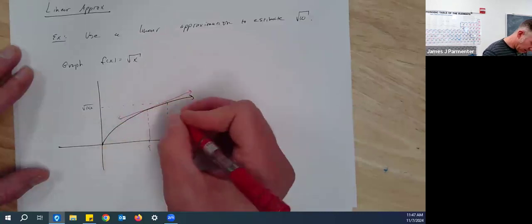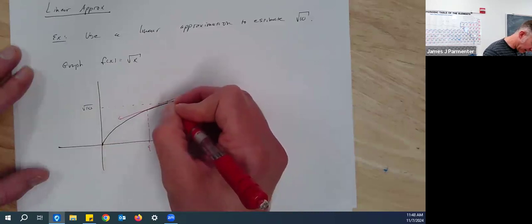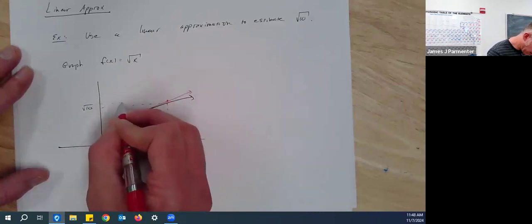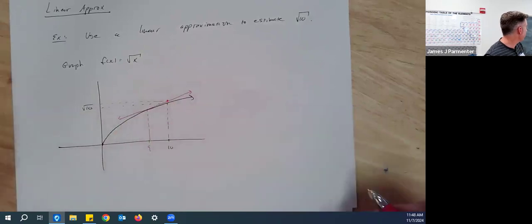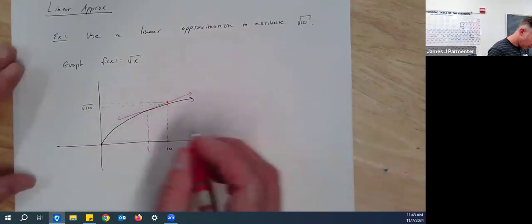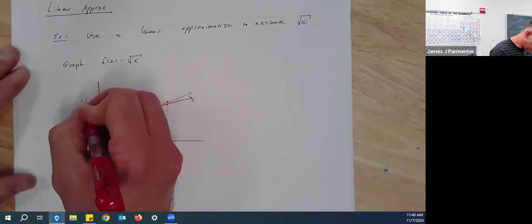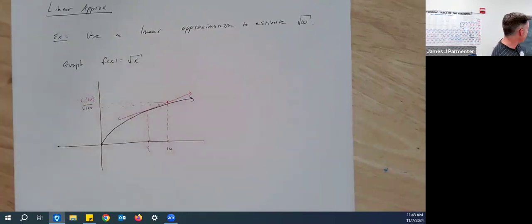And then say, great, if I plug in 10 to that tangent line, that y value is going to be pretty close to the square root of 10. So that's going to be my L of 10, my linearization evaluated at 10. I'll say this again: finding a linearization of a function at a particular point is just finding the equation of the tangent line at that point.